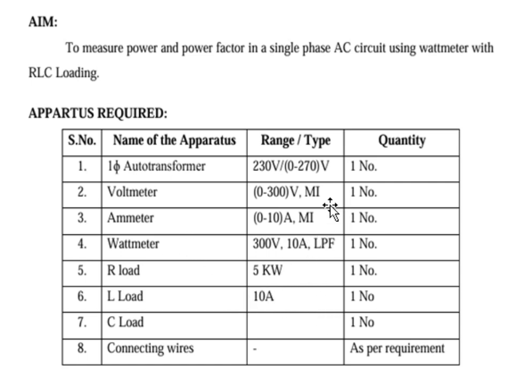MC means moving coil. The moving coil is used to measure only DC voltage and current. Moving iron means it can be used to measure both AC and DC currents and voltages. Then the wattmeter, a lagging power factor wattmeter, with 300 volt and 10 amps rating. We are going to use an RLC load for the experiment, and some connecting wires.